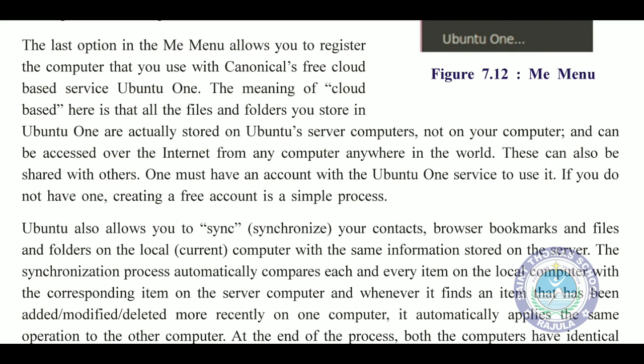So the meaning of cloud based here is that all the files and folders you store in the Ubuntu One are actually stored on the Ubuntu server computer, not on your computer, and that can be accessed from any computer anywhere in the world on the internet. And this can also be shared with others. One must have an account with the Ubuntu One service to use it. Means if you want to use the service of Ubuntu One, then first you have to create an account, and that is very easy, with very simple steps.